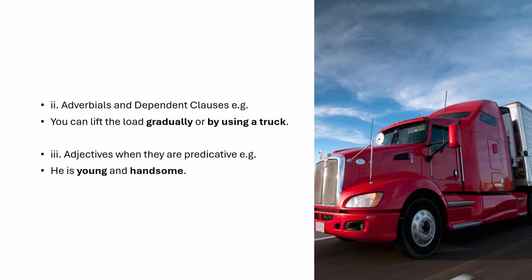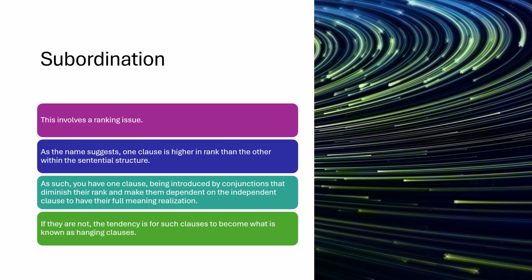As you can leave the load gradually or by using a truck. So gradually is an adverb, and by using a truck is actually a prepositional phrase that is acting as an adverbial. And you can also link adjectives when they are predicated. So he's young and handsome. So here you're having a coordinated adjectival complement to this structure.